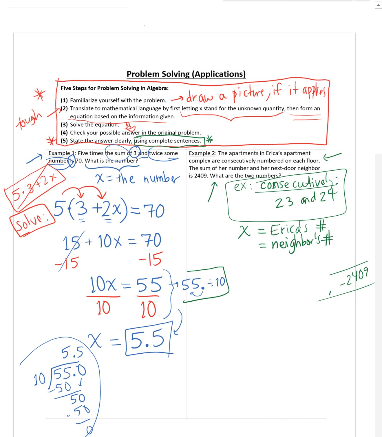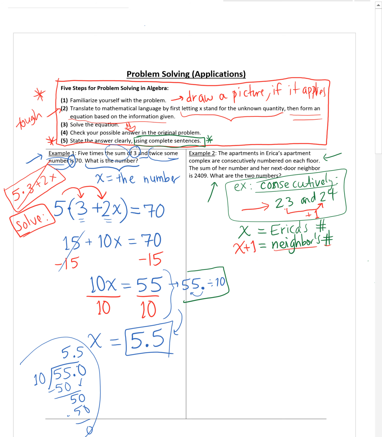That's why I have to make sure that everything is in terms of the same variable. So what I want to do is see, okay, her neighbor's number. How can I use x to figure out her neighbor's number? If her number is x, what would you do to that to get the next number? That's hard to think about, but notice in this specific example, 23 and 24 are consecutive numbers. What could you do to 23 to get 24? Well, to me you're adding 1, right? So any number plus 1 is the next consecutive number.